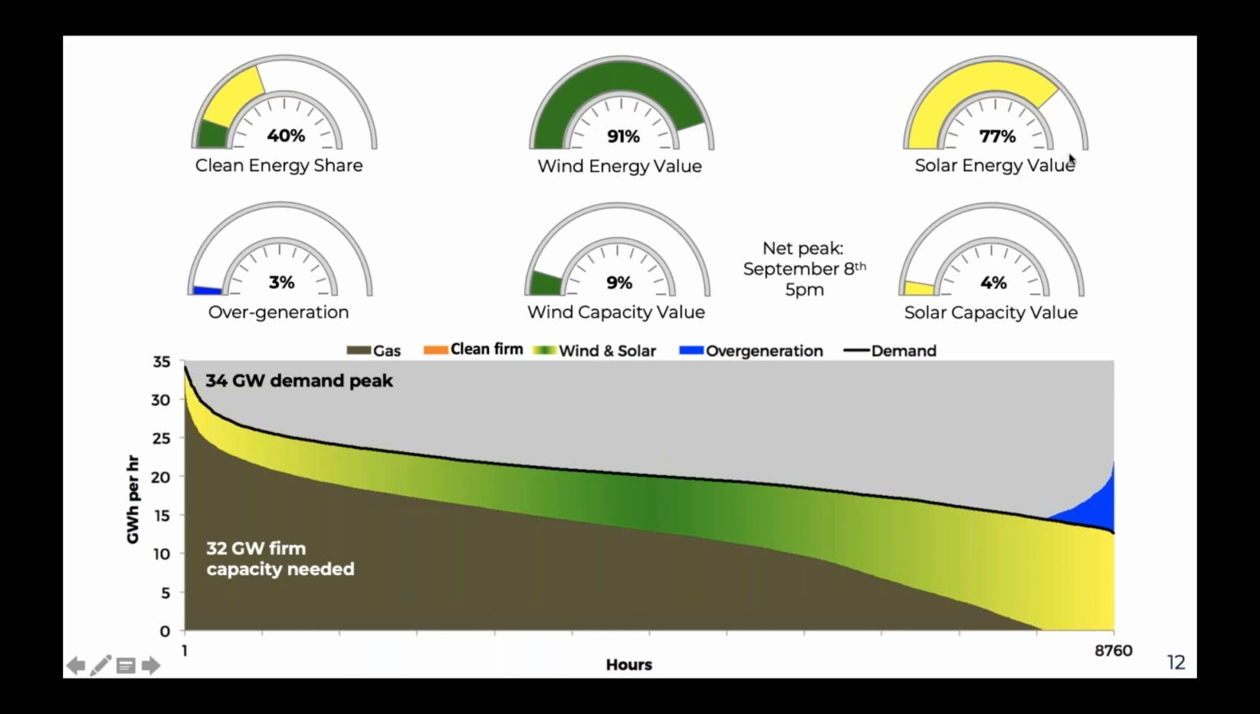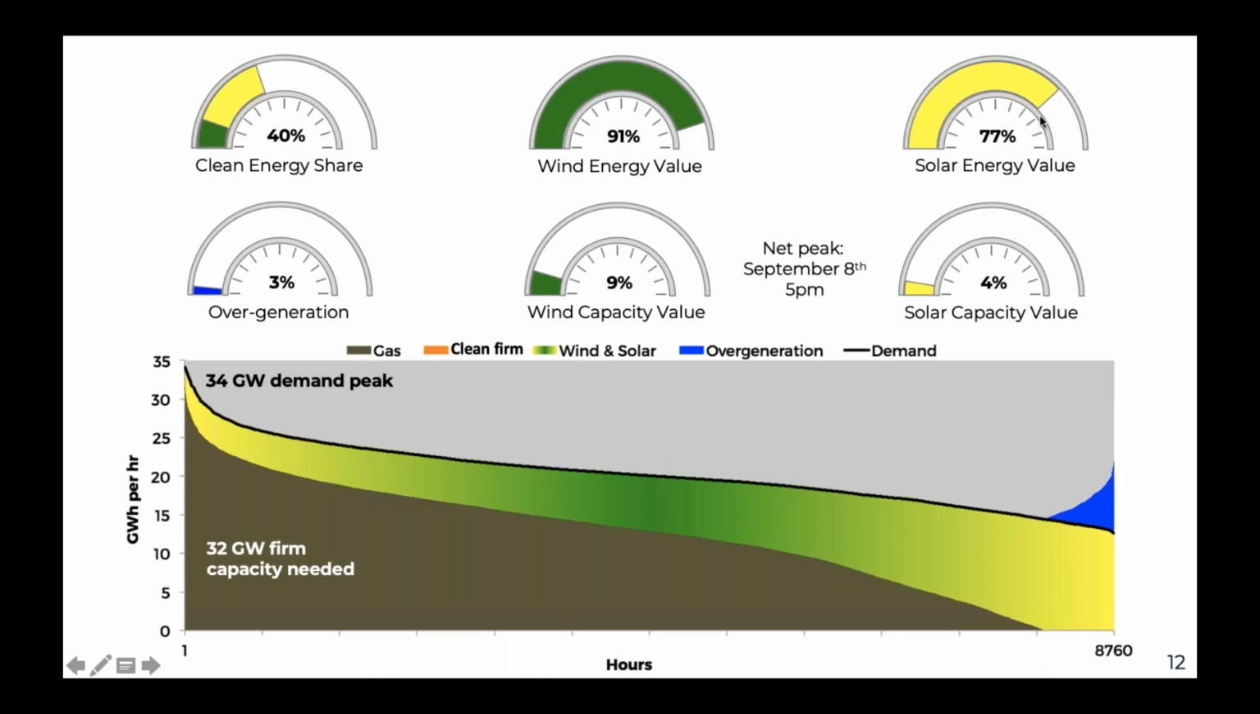Solar output, of course, is very concentrated in certain periods during the middle of the day and during sunny periods, whereas the wind variability is a bit more spread out across time and across seasons. And therefore, the solar energy value falls rapidly. So at this share, it's fallen 77%, whereas for wind, it's only fallen 91%.